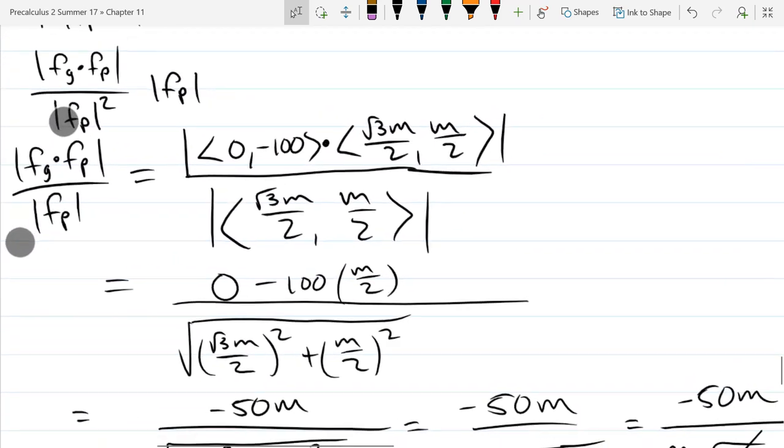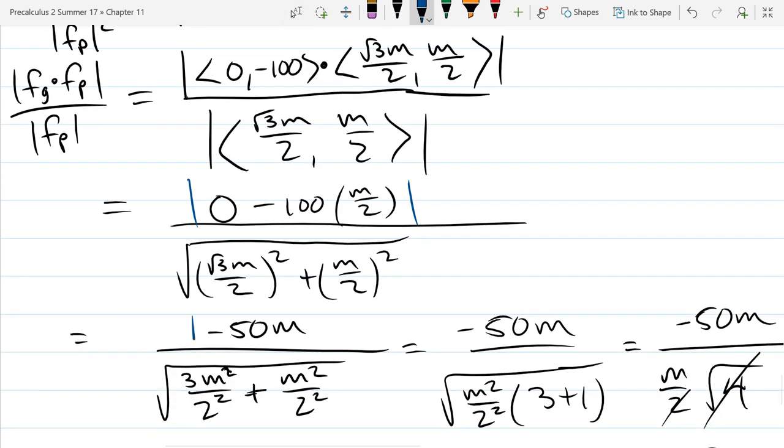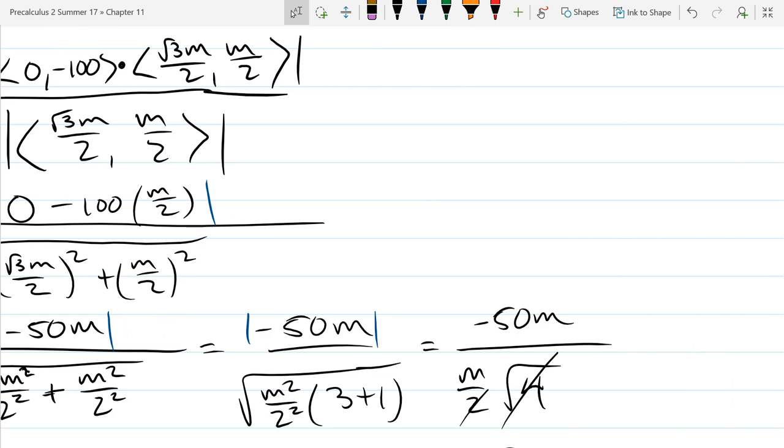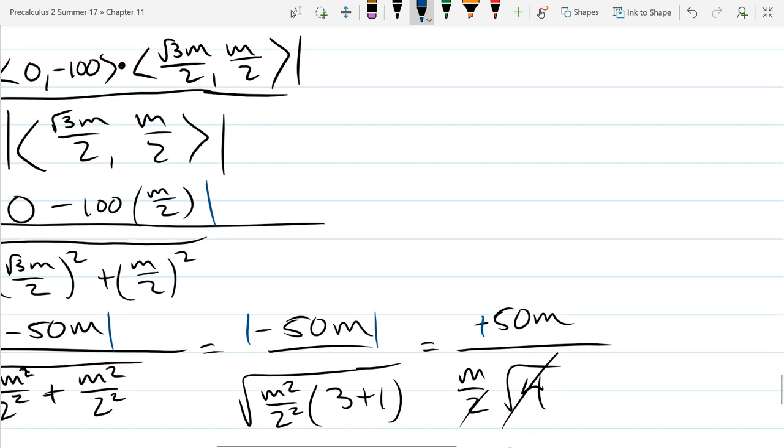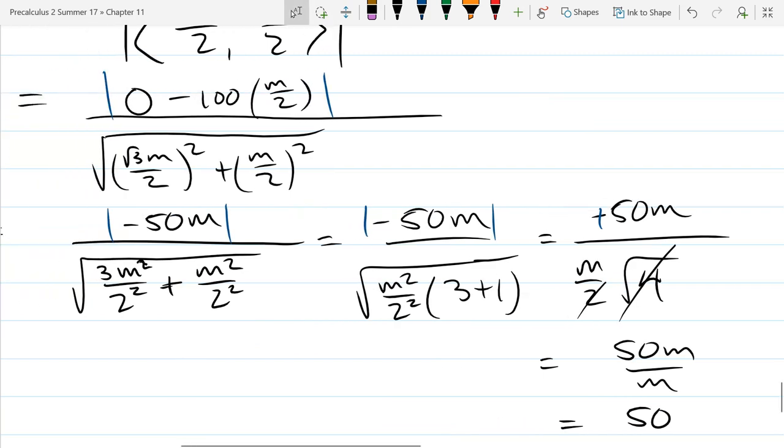So there was some notation I just stopped writing. I'll write in blue to bring it back. These blue vertical bars are absolute value. So I should be keeping them around. And what that's going to do is turn that negative into a positive. So it'll be positive 50.